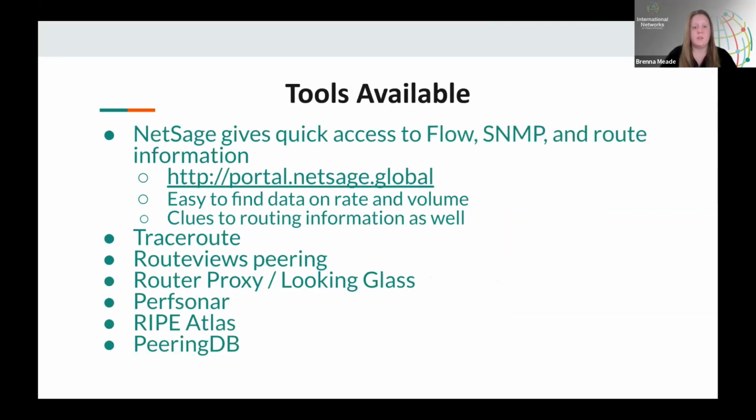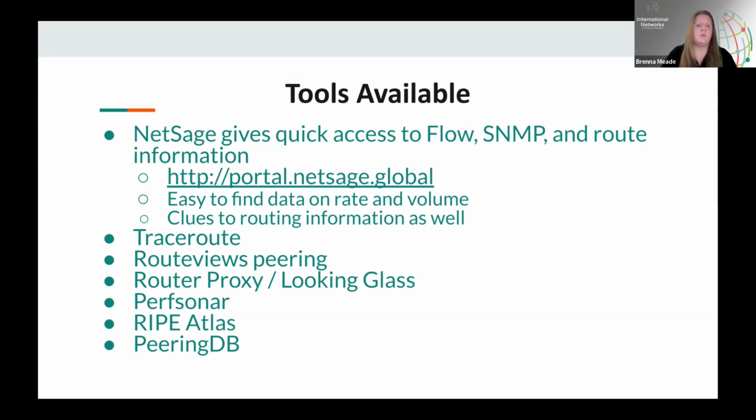Some of you may be asking, how do we do this? How do we document these erroneous routes? How do we find them? And what do we do once we find them? Some of the tools that we use are NetSage, which I will be going over a little bit, but this gives you access to flow, SNMP, and route information. For those of you interested, there's the link right there. It's easy to find data on rate and volumes, and it can also give you clues as to routing information as well, and that's what I will be focusing on later today.